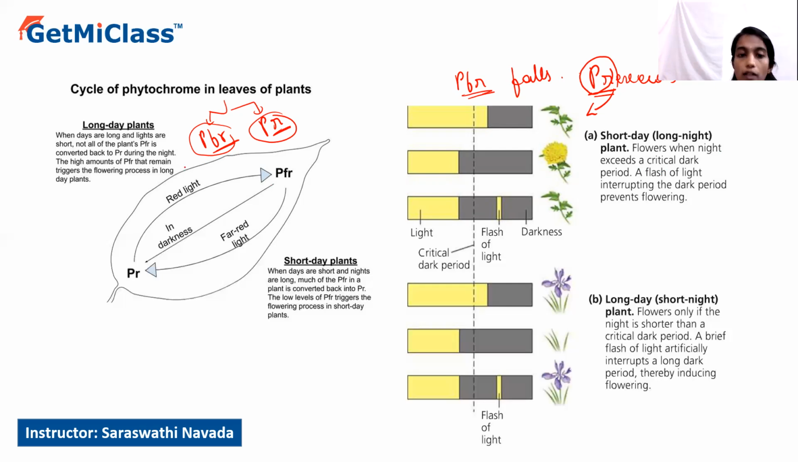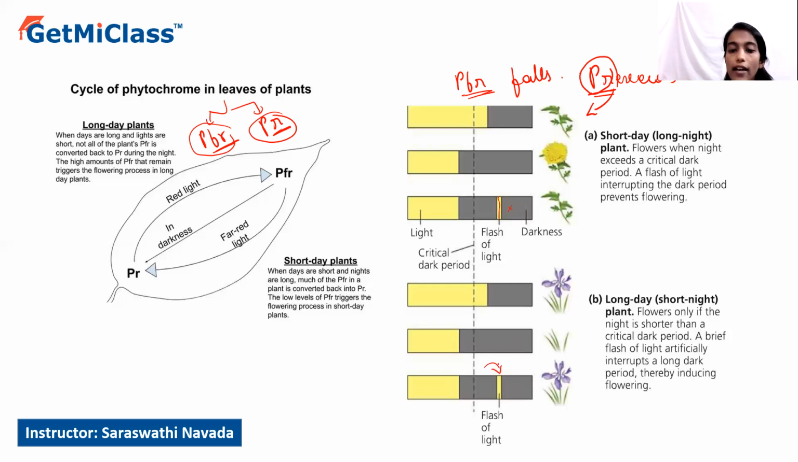That is why in long day plants, they require a short night period or a long day period. In such plants, a brief flash of light artificially interrupting a long dark period can induce flowering. In short day plants, if you introduce a short flash of light, it prevents flowering because the long dark period is interrupted. Similarly, in long day plants, even if it is a short day period, if you artificially introduce a flash of light, it can immediately induce flowering in such plants.